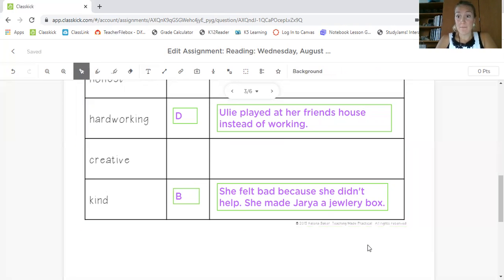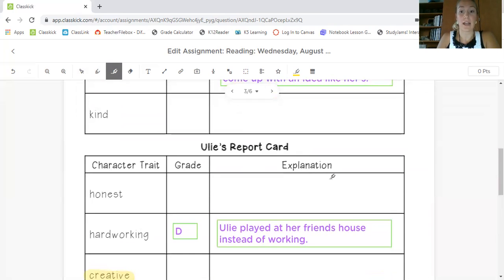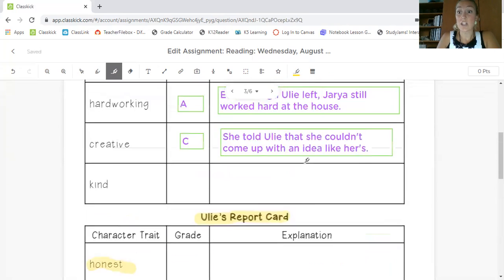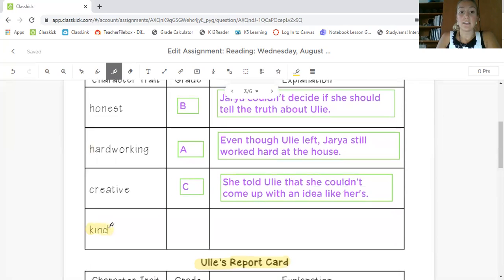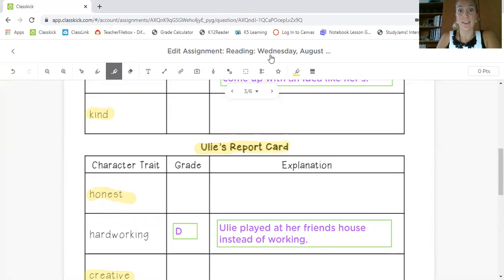All right, for your assignment, you can now go to Class Kick and complete. And I'll highlight these for you so you don't forget. Creative, both boxes. Make sure that you write in complete sentences when you're showing your explanation and your evidence. Honesty for Yuli. Make sure you look at the top so you're using the right character. And then if Jarya was showing kindness, okay? And then give them whatever grade you think they should get. All right, good luck with your assignment.